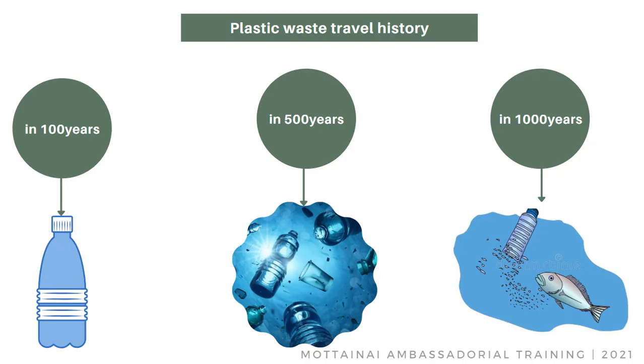Now let's look at how plastic travels. 100 years after it is used, it remains the same way. 500 years later, it remains in the same form, but must have slid into the ocean, and in 1,000 years, that same plastic breaks down into microplastics, which fishes find attractive and consume instead of their food. This simply means that we consume plastics through the food we eat.